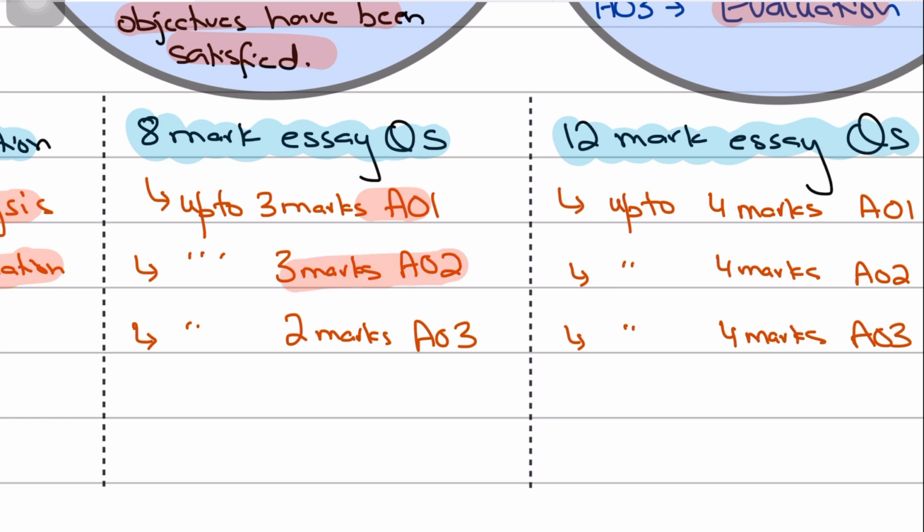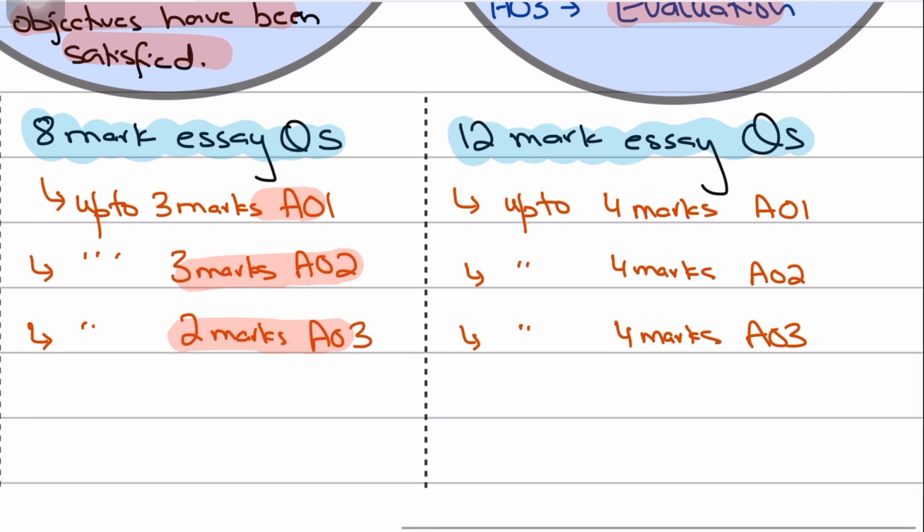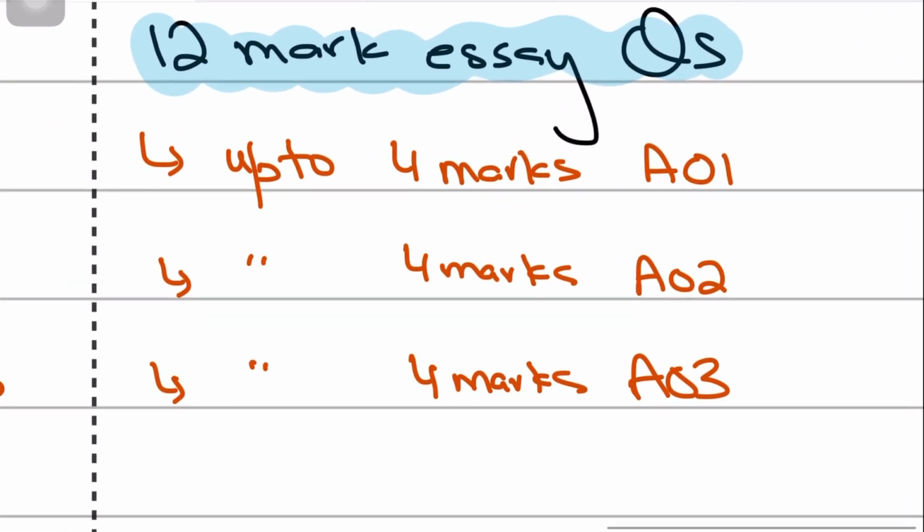3 marks for assessment objective 2, which is analysis, and up to a maximum of 2 marks for assessment objective 3, that is evaluation. And for the 12-mark essay question, 4 marks are reserved for assessment objective 1. That is a maximum of 4 marks if you have successfully satisfied, according to the examiner, not according to you, assessment objective 1.